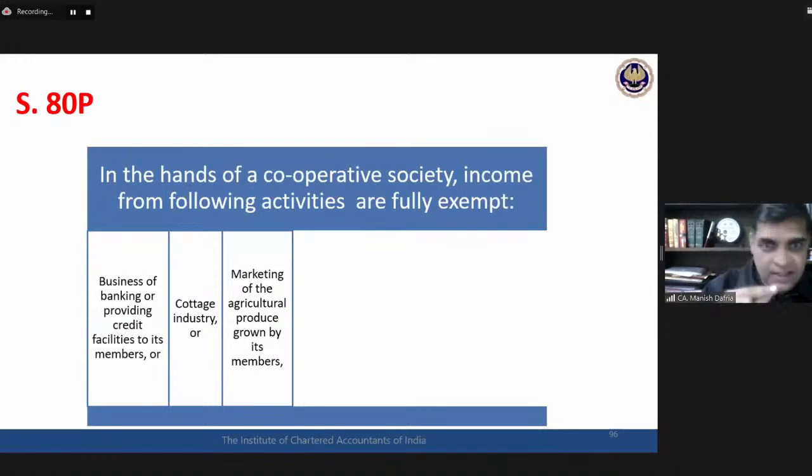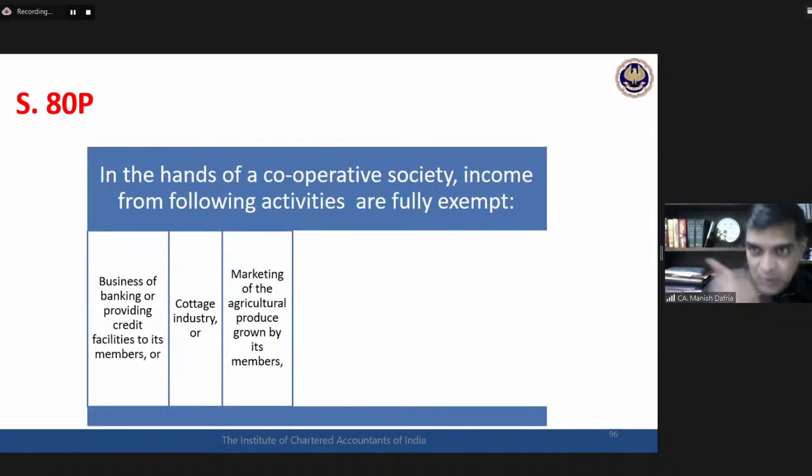So it should be marketing, marketing of agricultural produce. Which agricultural produce? Which is grown by your members. Say, for example, traders have formed a cooperative society. They are purchasing agricultural produce, rice and wheat from the farmers, and then in their cooperative society, they are marketing this agricultural produce. Whether this cooperative society can claim the exemption? No. It should be agricultural produce grown by my members only.